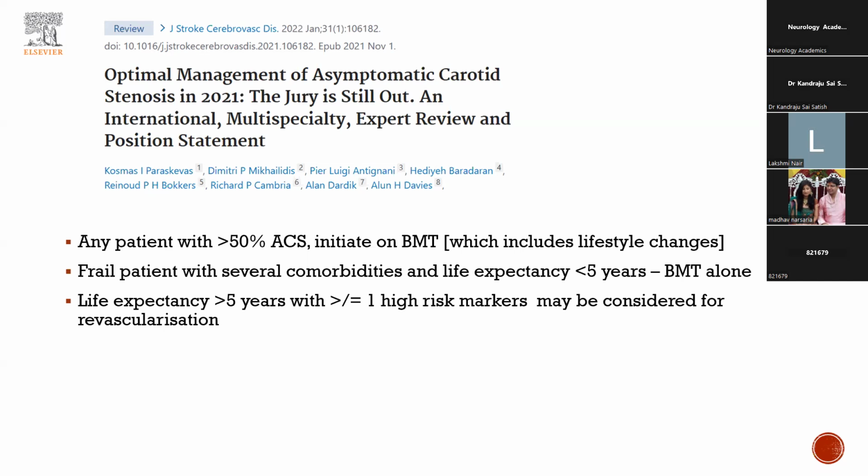Silent infarct in the same territory is a high-risk feature for a future stroke, so it is better to go for revascularization. Otherwise, continue on the best medical therapy.